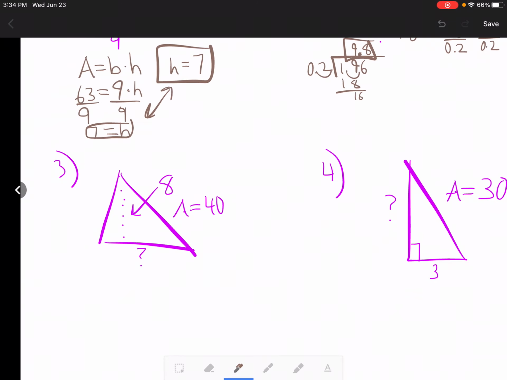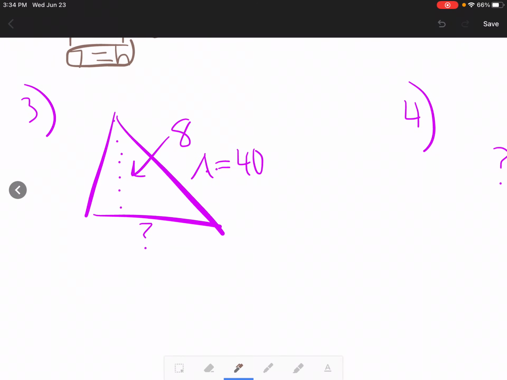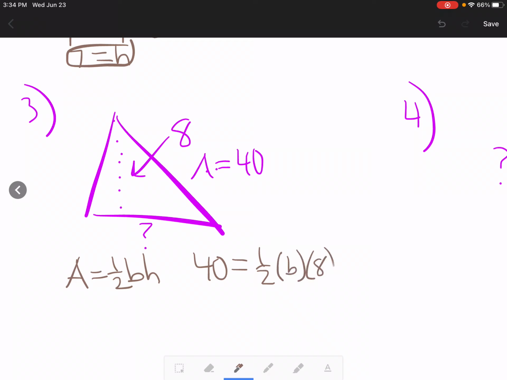Let's look at something a little more difficult. So here we have a triangle where we're told its height is 8, its area is 40, but now we need to figure out what the base is. Again, the first step is to take our area formula, 1/2 base times height, and plug in the known information. 40 is equal to 1/2, and then base times 8.